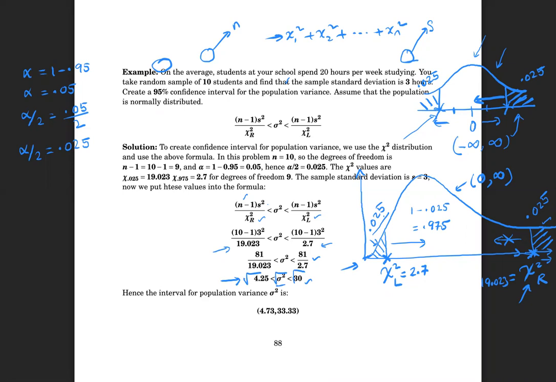What is the square root of 4.25? The square root of 4.25 is going to be 2.06. So 2.06 is less than sigma is less than the square root of 30, which is 5.47. So the confidence interval for the population standard deviation is 2.06 to 5.47. And for the variance, it's this number.